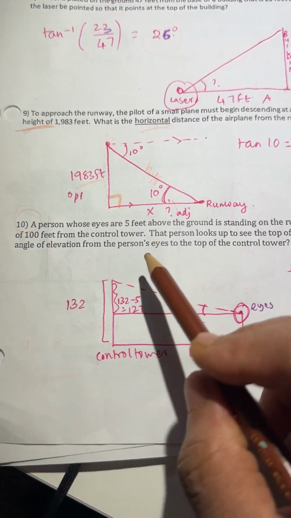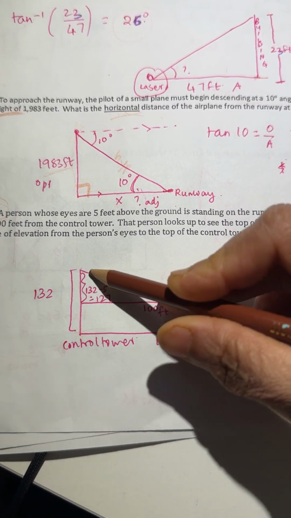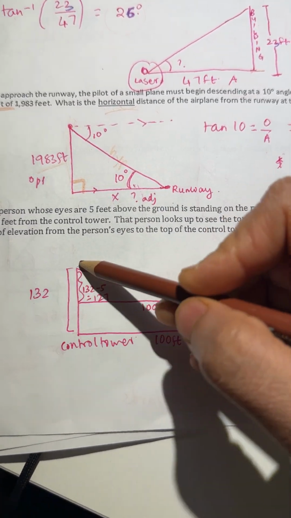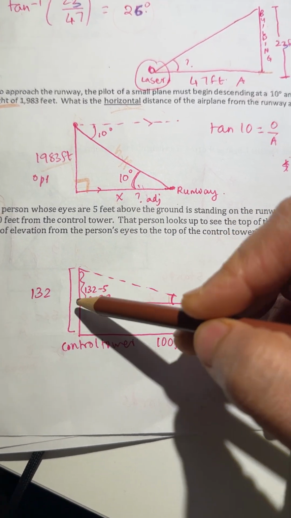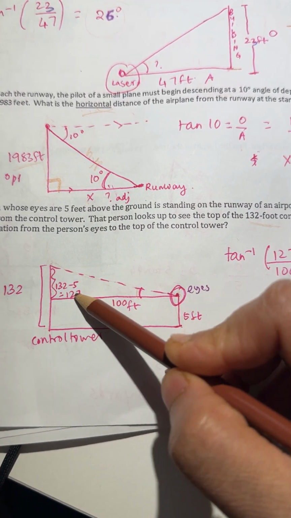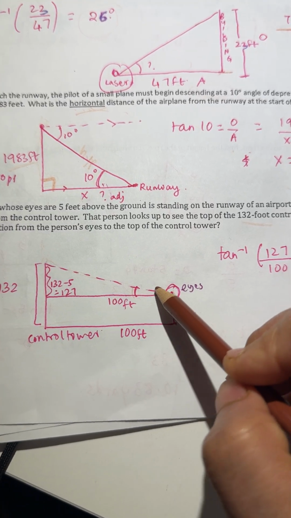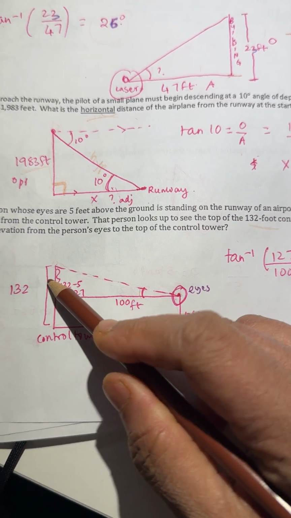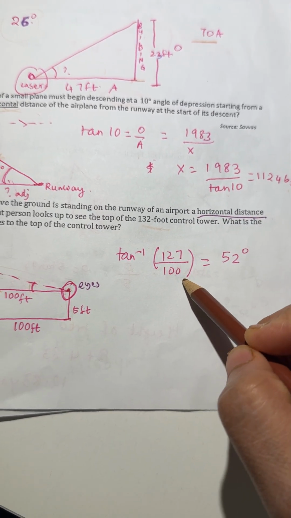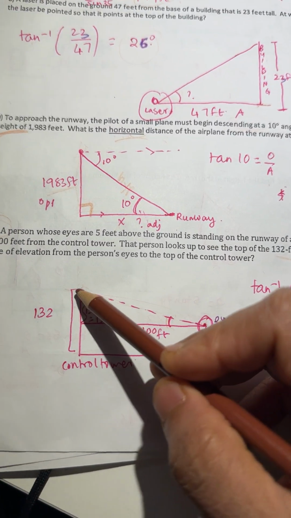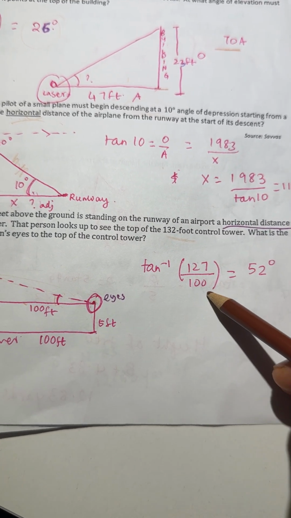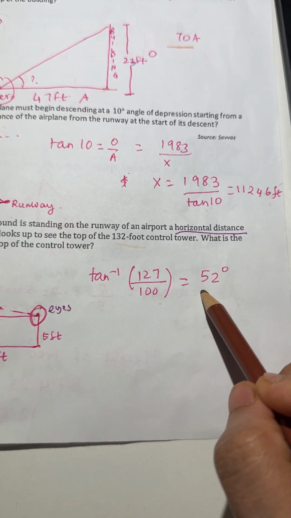What is the angle of elevation? So the person's eyes are here, and this is the angle of elevation. The trick here is to subtract 5 from this 132 to get this side of this triangle. So it's 127. And this is the angle you're finding. So inverse, opposite, adjacent. This is the hypotenuse. So tan inverse of O over A. Tan inverse of opposite is 127, not 132. It's 132 minus 5. 127 over 100 feet equals 52 degrees.